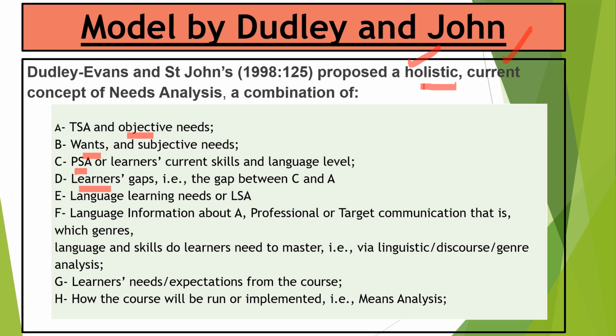For example, they have to achieve this and they currently possess this much knowledge, so the difference between these two would be called the gap. Language learning needs, language information about A, or you could say professional or target communication, that is, which genres, language and skills do learners need to master, learners' needs or expectations from the course. And lastly, means analysis, how will the course run.